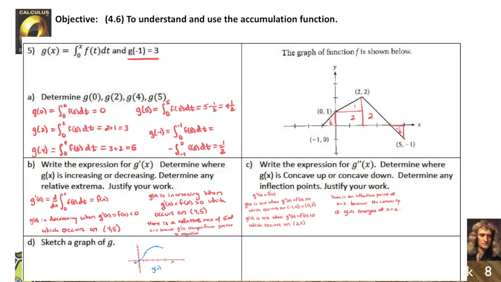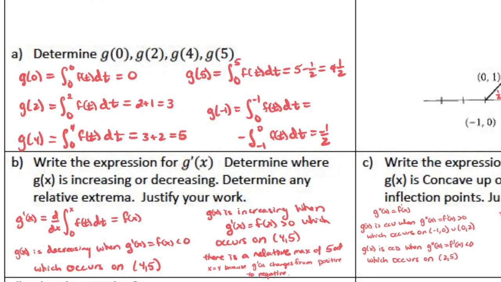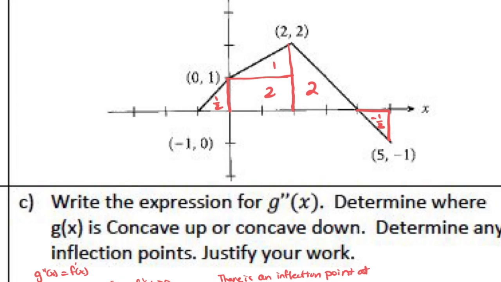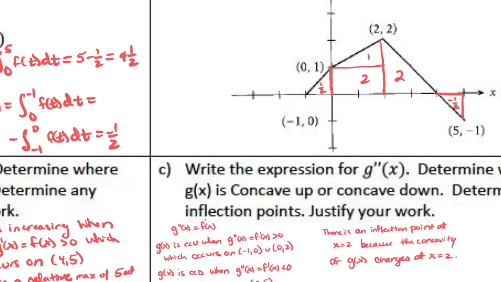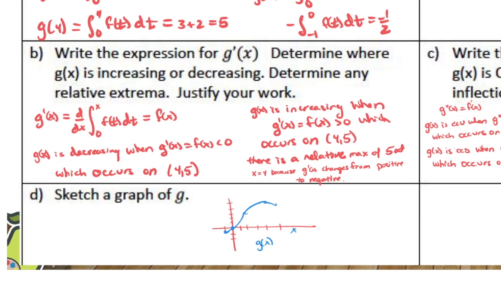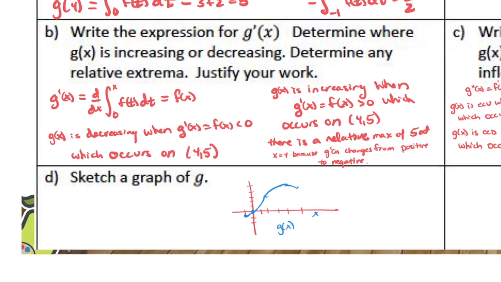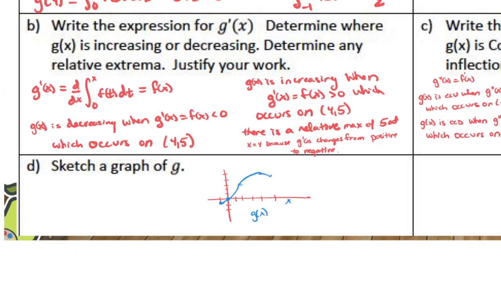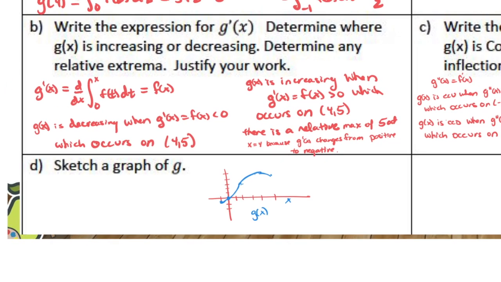As you take a look at question number 5, remember to use the correct notation throughout your entire problem set. Figure out your area underneath your curve using a little bit of geometry. You have some triangles. If you want to use trapezoid equations, that's fine as well. Finding the derivative, g prime of x, you notice from the second fundamental theorem of calculus that you get f of x.